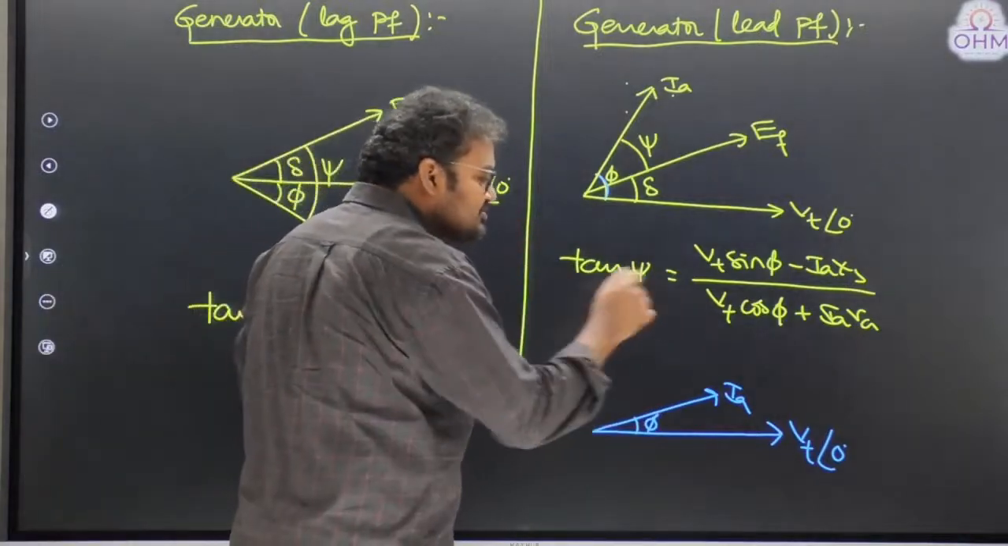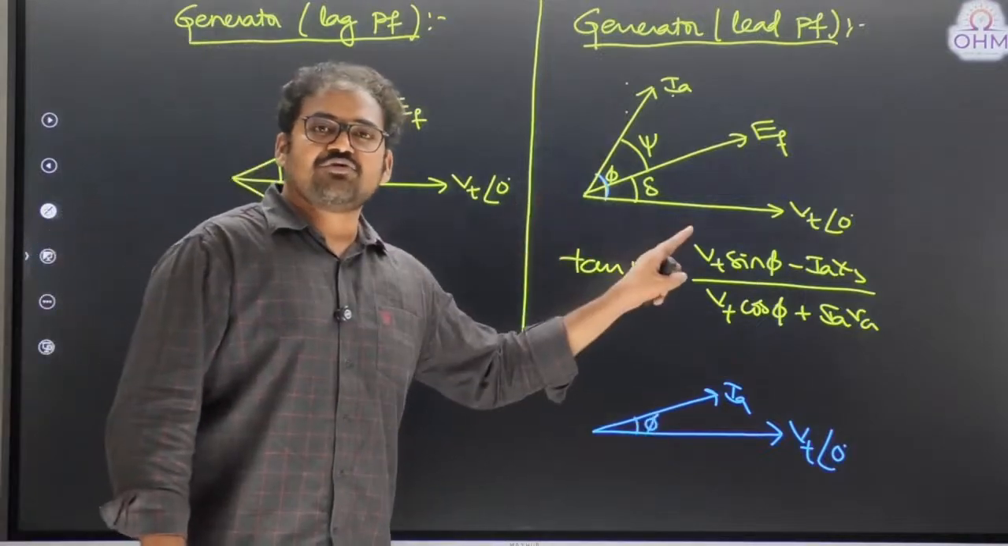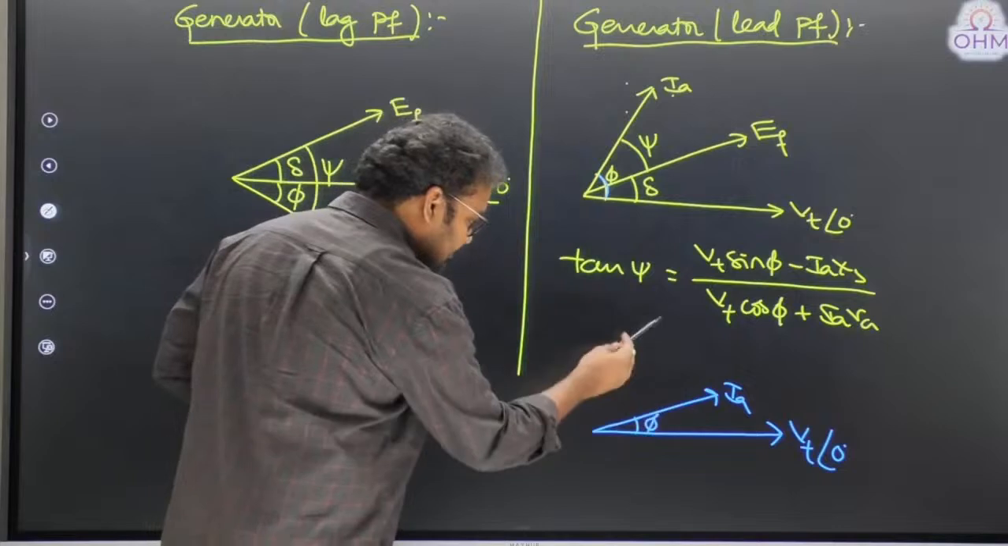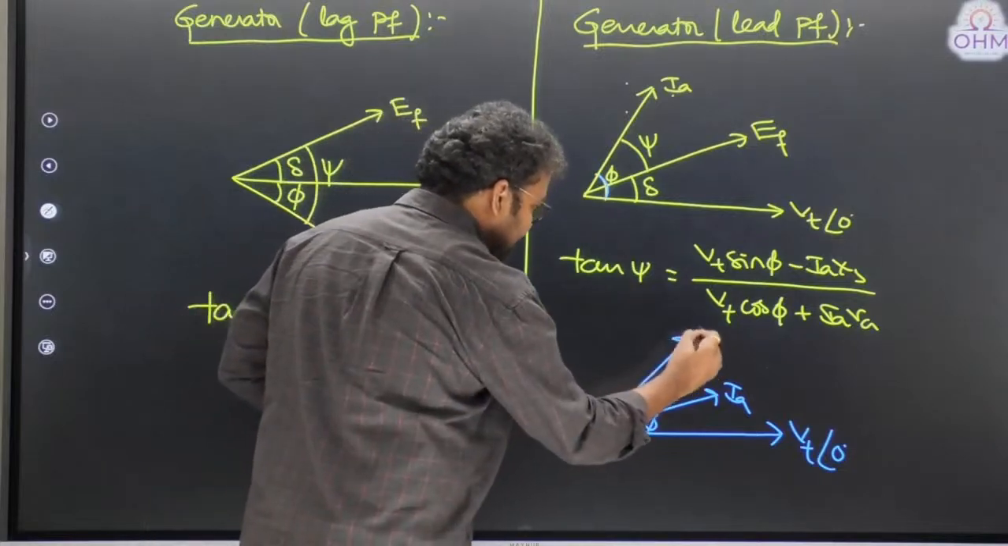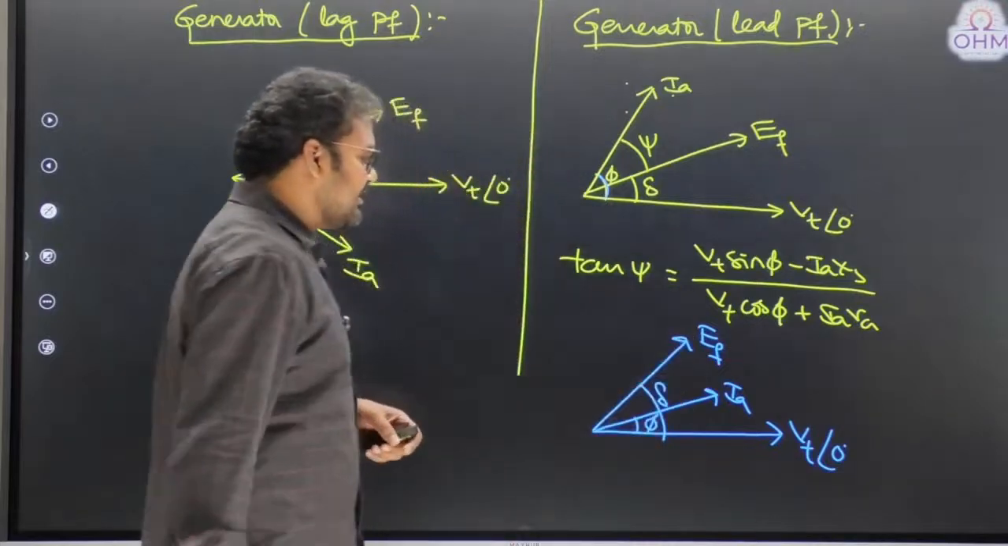Now, where is induced EMF? We know induced EMF will always lead the terminal voltage by a load angle delta. So let's say induced EMF is here. It is leading the terminal voltage by a load angle delta.